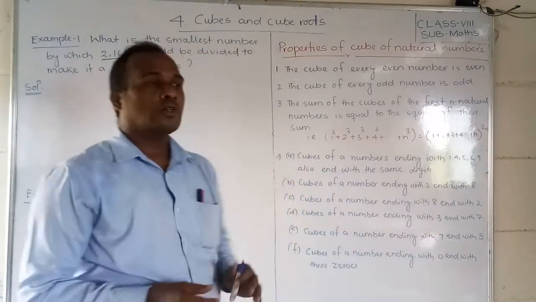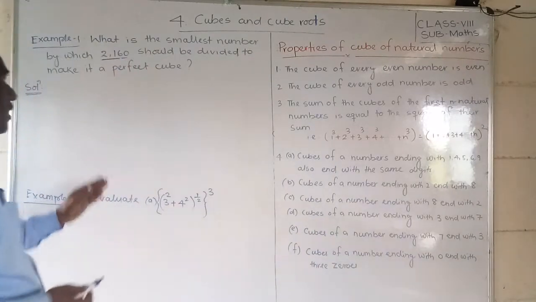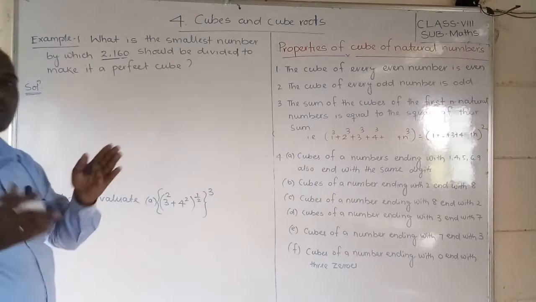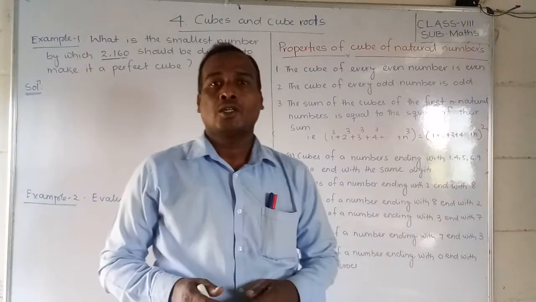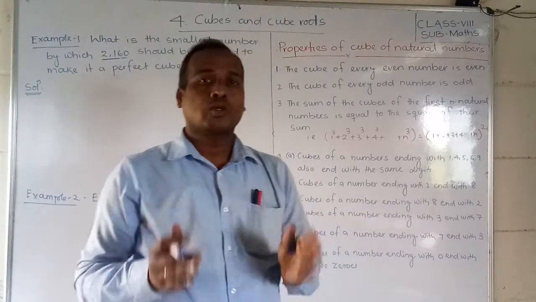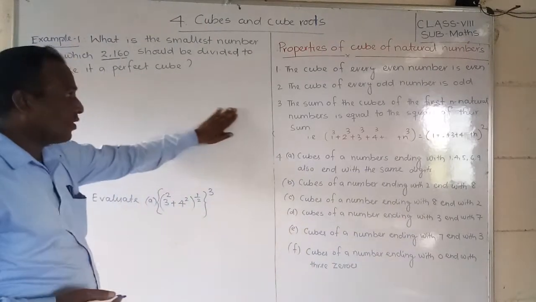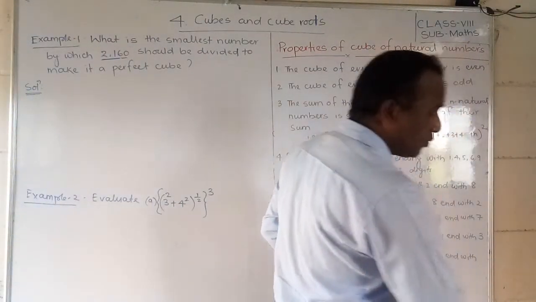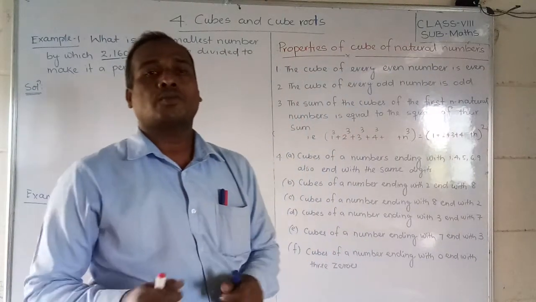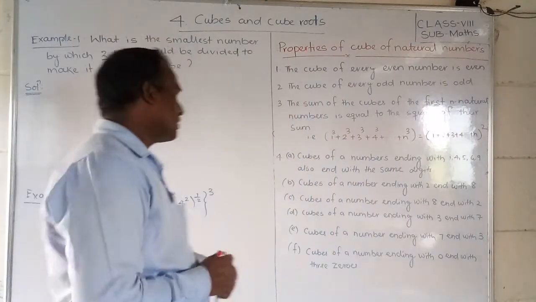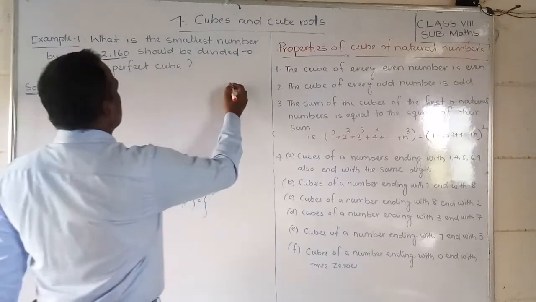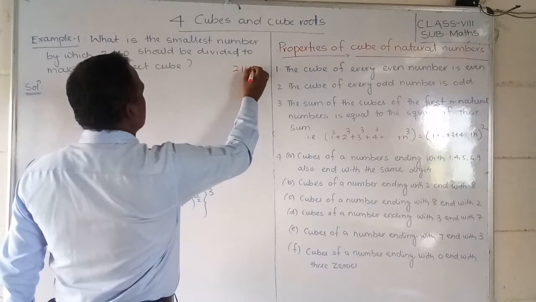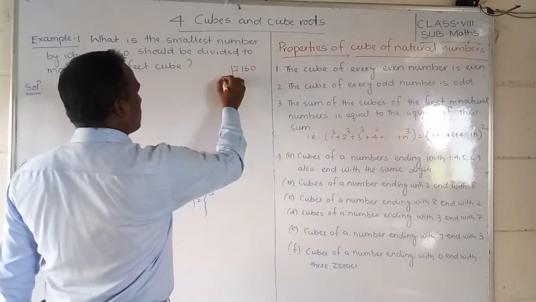Okay friends, so first of all what you have to do is make groups. First you have to do the prime factorisation, then we make groups, and whichever factors are unpaired, those we have to divide. Okay, so see what the procedure is, students. First of all write down here: first we find the prime factorisation of 2160 for making groups.